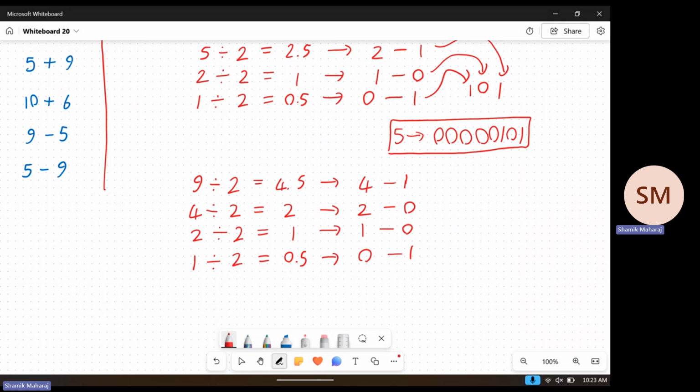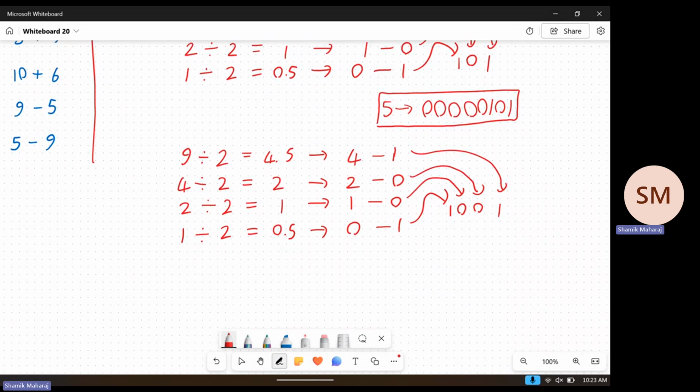So again, reading the number bottom to top, the answer will be from here, then there, then there, then there. That's 1, 0, 0, 1. But we want this using 8 bits, right? That's only 4 bits. We want 8 bits, so I'll add zeros to the front of the number. So that's 4 bits, that's 5, 6, 7, 8. So that is 9 in binary.